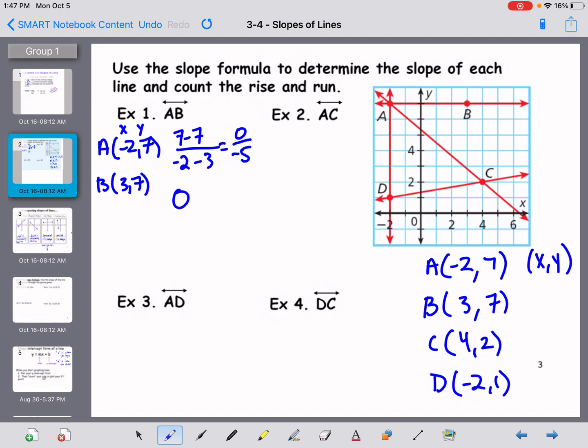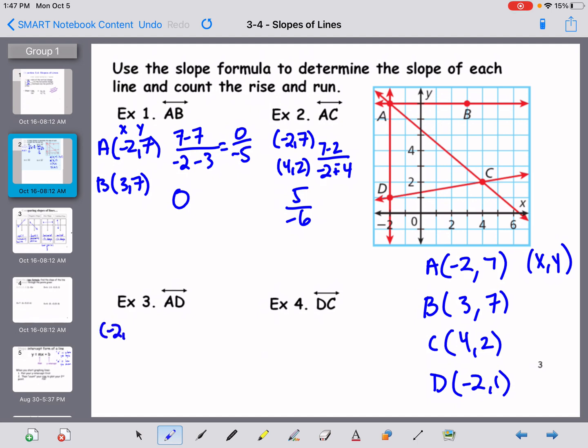AC, -2, 7. And what's C? 4, 2. So same thing, X and Y's is going to be 7 subtract 2, -2 subtract 4. We're going to end up with 5 over a -6. Example 3.